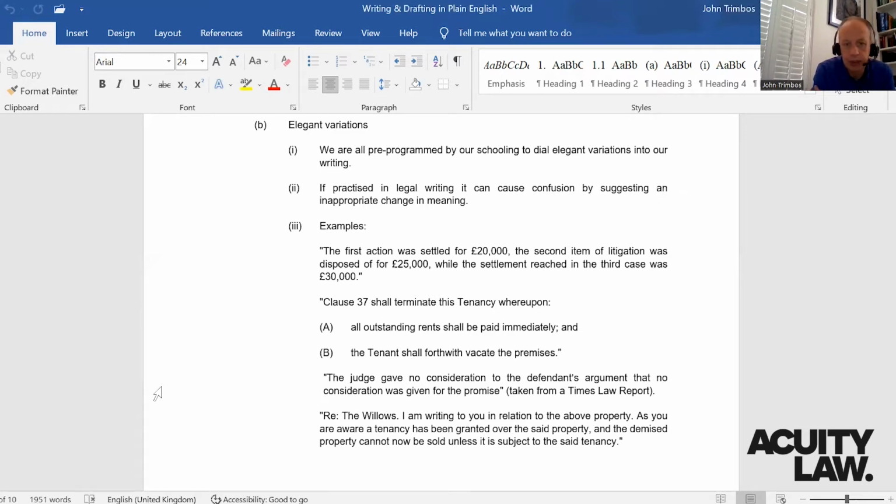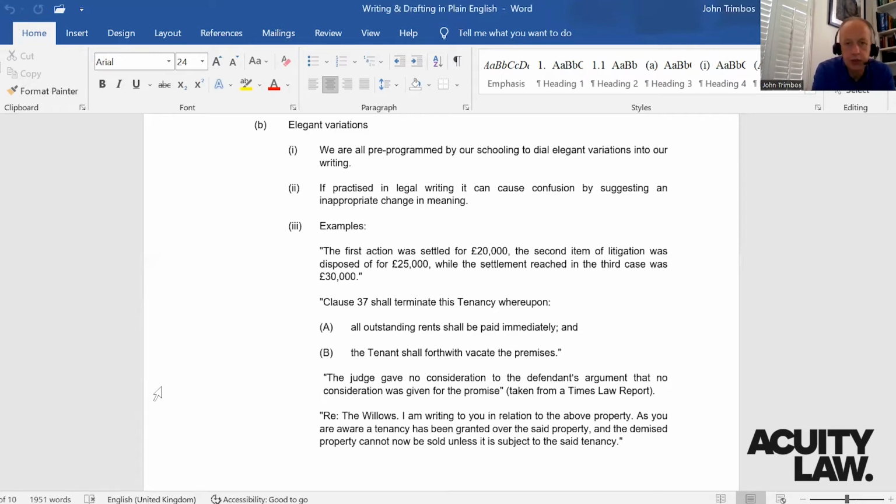So different meaning, I would give it a different word. So I would either say the judge gave no consideration to the defendant's argument that no value was given for the promise, or the judge gave no weight to the defendant's argument that no consideration was given for the promise. That sentence is almost insane.